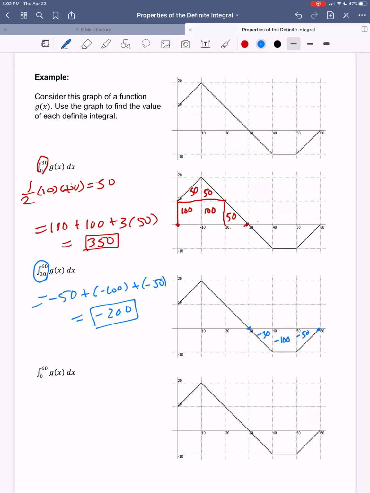And if I'm going to do the area from 0 to 60 then, well, I know this area is 350, and I found this area was negative 200. And so for this total integral, I take the positive area and I subtract the negative area. So it would be 350 minus the 200. So it would be a value of 150.